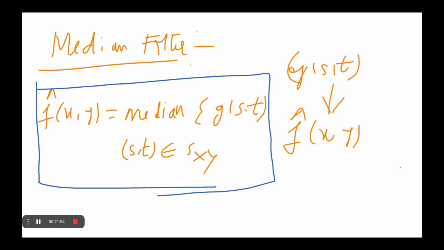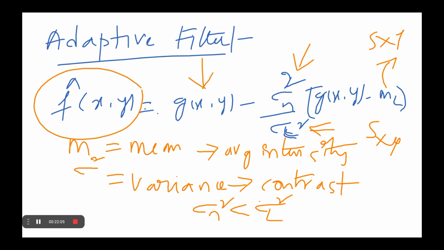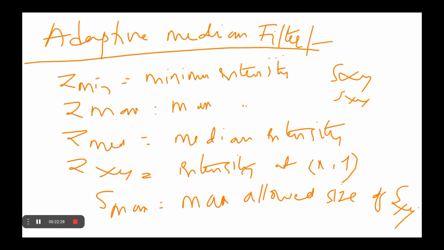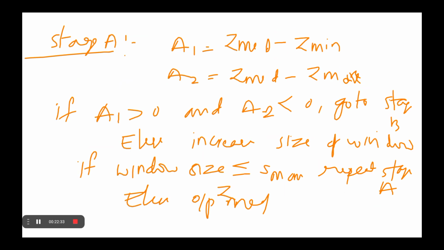The median filter takes the middle value of g(s,t) in the subimage and replaces the value in f dash of x, y. In the adaptive filter, we take the statistical characteristics of noise. For that, f dash of x, y depends on four parameters: the degraded image, sigma n square, the variance of the noise, sigma L square, the variance of the subimage, and m L, the mean value of the local neighborhood. These four values decide the output. So this is the adaptive median filter algorithm.